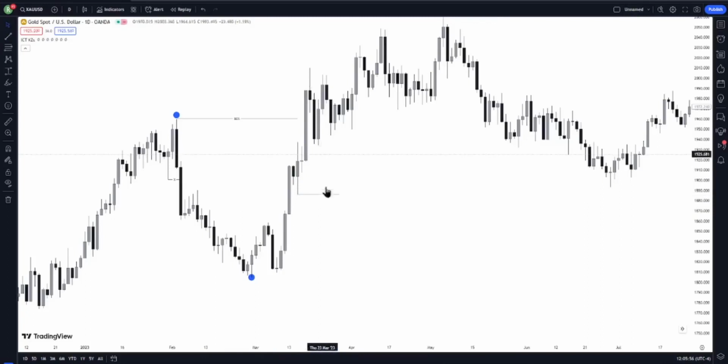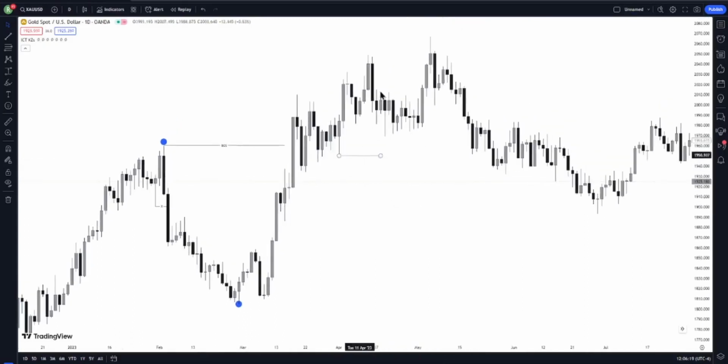But as you can see, it didn't take out that inducement, and before you know it, it created another high. For this high to be confirmed as a valid high, it has to take out this very inducement. Our inducement can be transferred to this point, and we are waiting for price to come and take it out. As you can see, price did not come to take out that inducement, and it created another structure in the market.